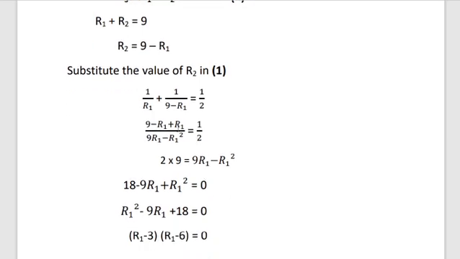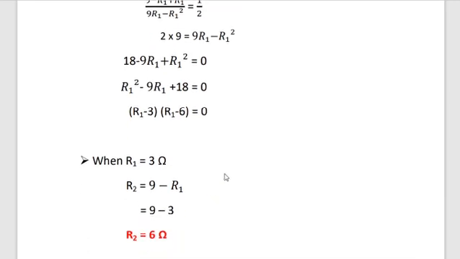So the 2 comes to this side: 2 into 9 minus R1 plus R1, so R1 cancels. So 2 into 9 means 18. So 2 into 9 equals 9 R1 minus R1 squared. This denominator term goes to the numerator on the opposite side. So 18 minus 9 R1 plus R1 squared is equal to 0.